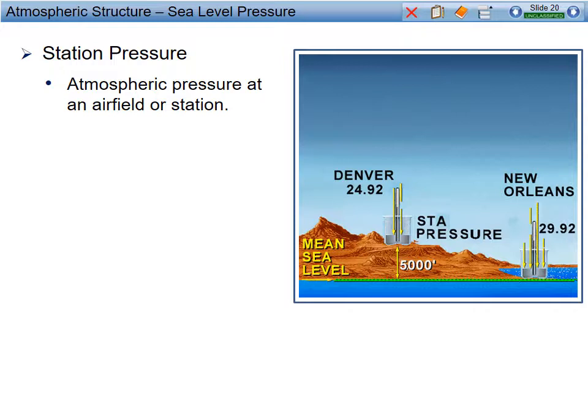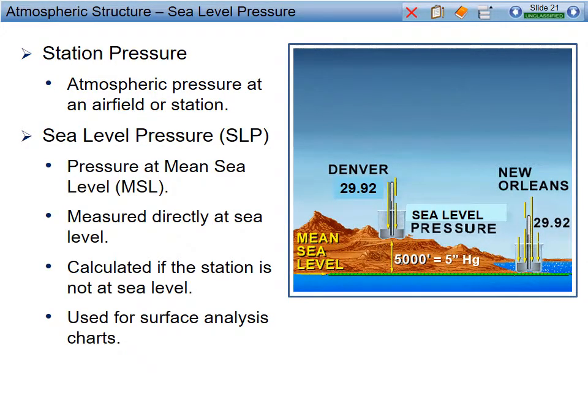Station pressure is the atmospheric pressure at an airfield or station. So sea level pressure is equal to station pressure plus the equivalent difference in inches of mercury for that altitude. Sea level pressure is calculated by reading the pressure at mean sea level or by measuring it at the station and correcting it for the equivalent difference in altitude of the station. This is used for surface analysis charts.